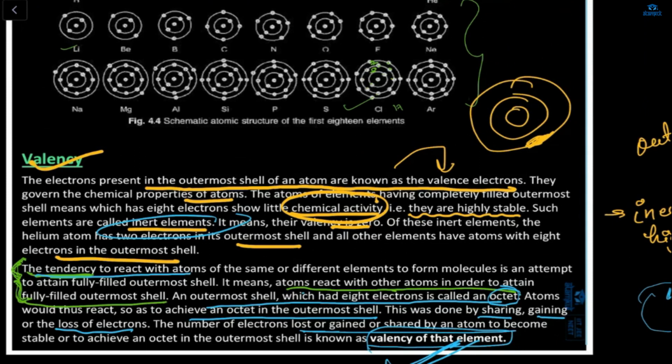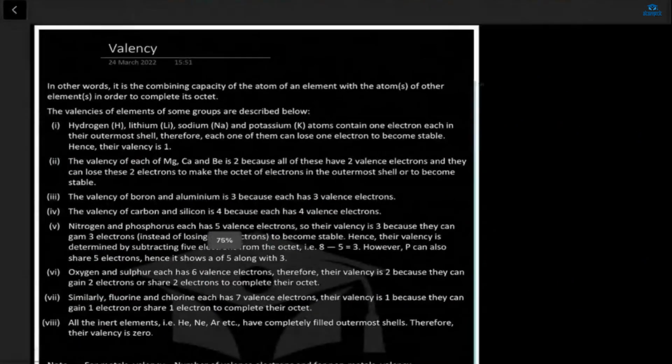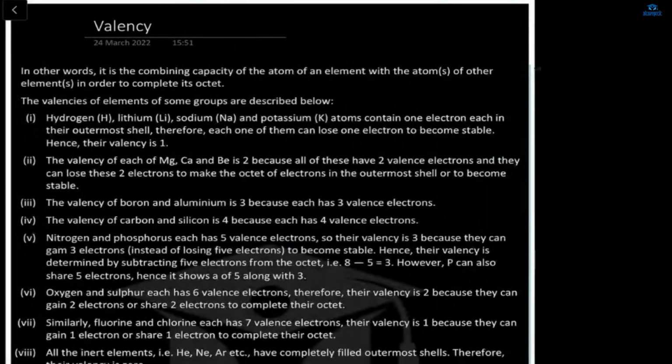So that particular thing is known as the valency of an element. Now here, this is valency one. In other words, it is the combining capacity of an atom of an element with the atoms of another. You just need to know that to complete its octet, whether it is losing, gaining, or sharing, that particular thing is your valency, just to complete its octet.